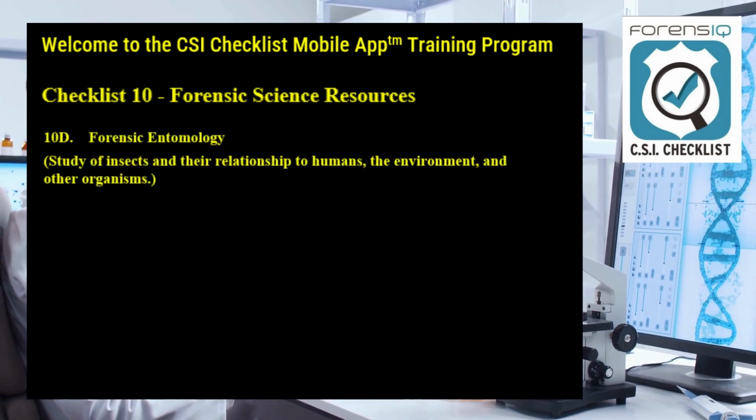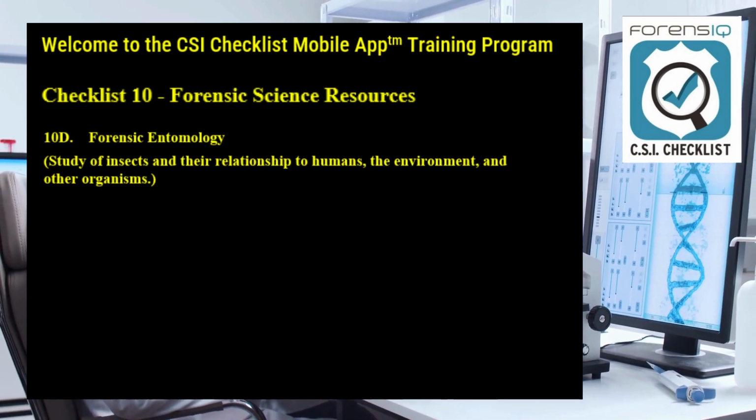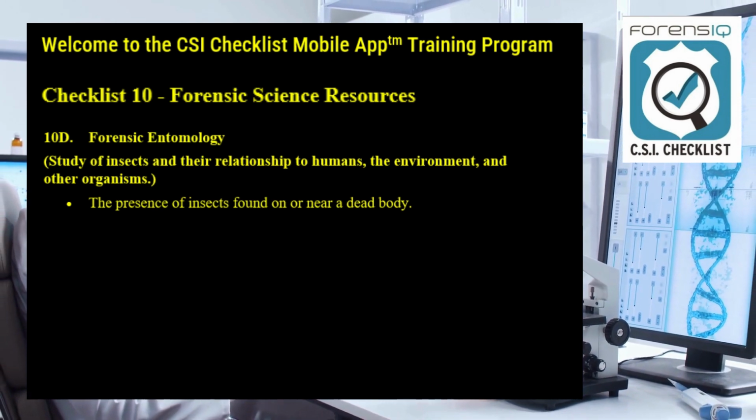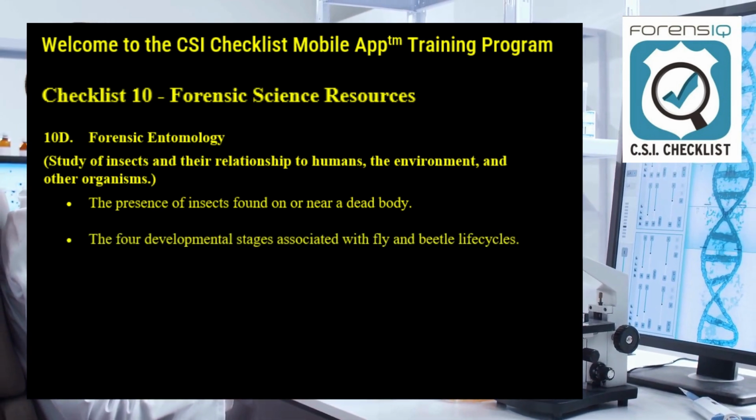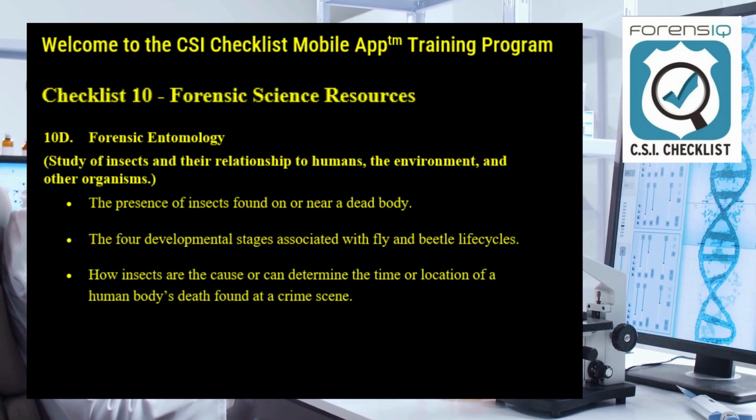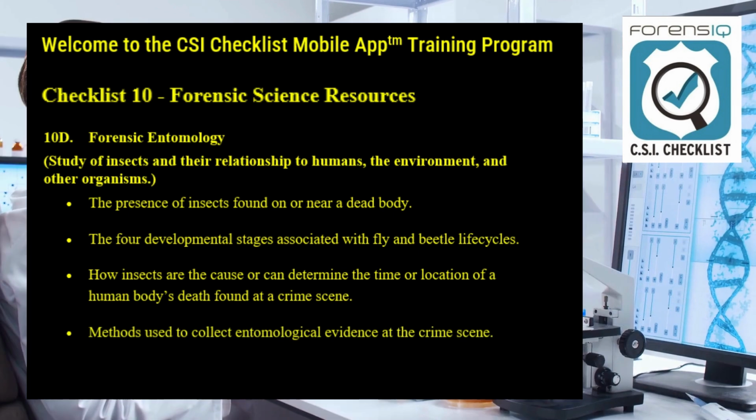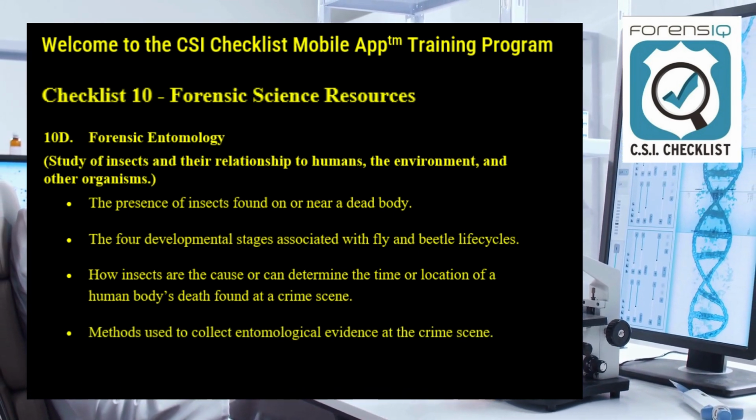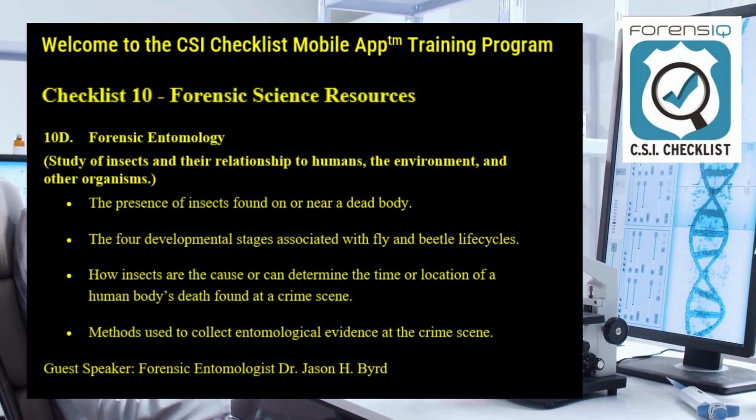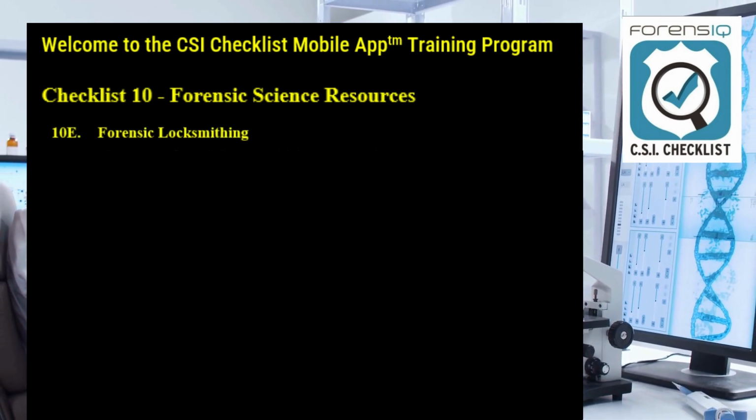For Checklist 10D, Forensic Entomology: the study of insects and their relationship to humans, the environment, and other organisms; the presence of insects found on or near a dead body; the 4 developmental stages associated with fly and beetle life cycles; how insects are the cause or can determine the time or location of death of a human body found at a crime scene; methods used to collect entomological evidence at the crime scene. The guest speaker for this checklist is forensic entomologist Dr. Jason H. Bird.